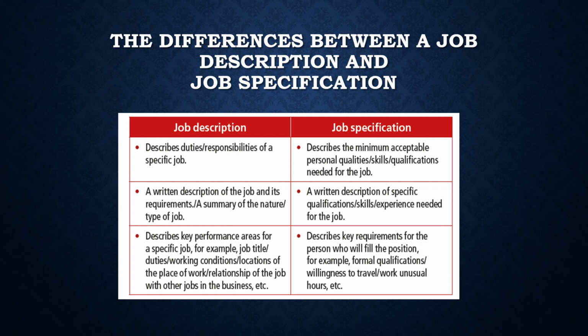A job description is a written description of the job, its requirements, a summary of the nature and the type of a job, and a job specification is a written description of specific qualifications, skills, and experience needed for the job. A job description describes key performance areas for a specific job, for example, job title, duties, working conditions, locations of the work, or relationship of the job with other jobs in the business.